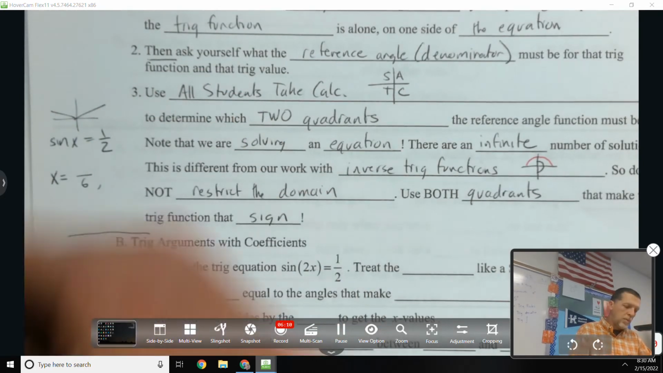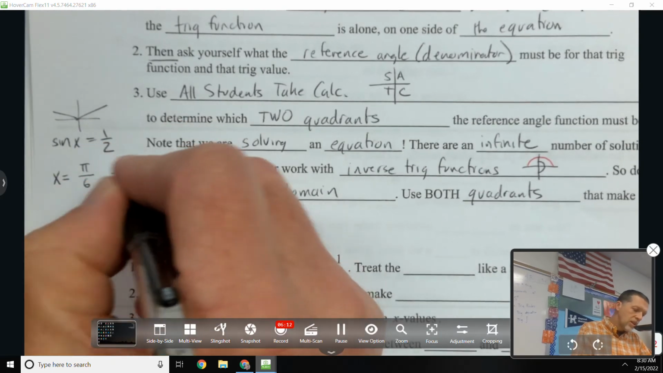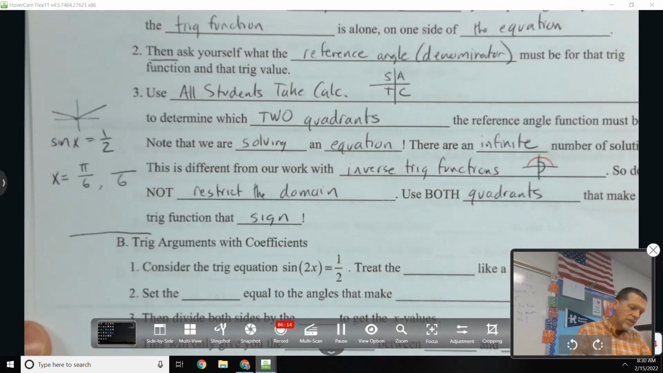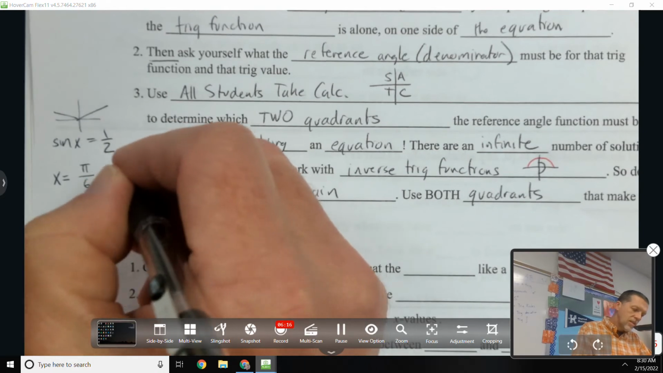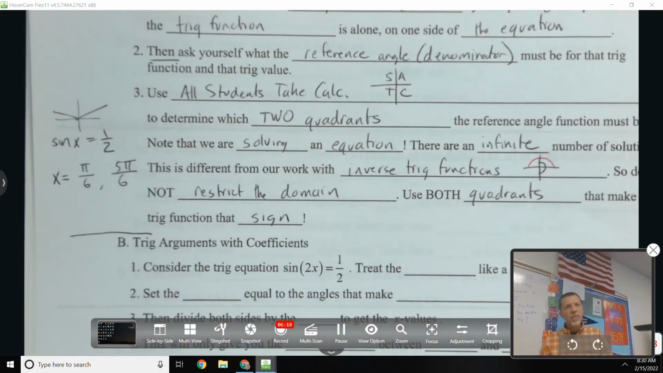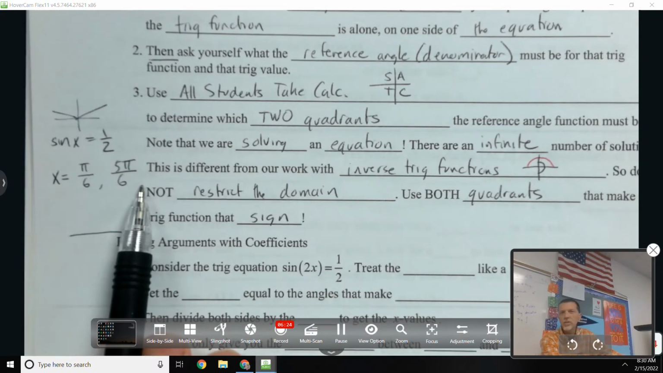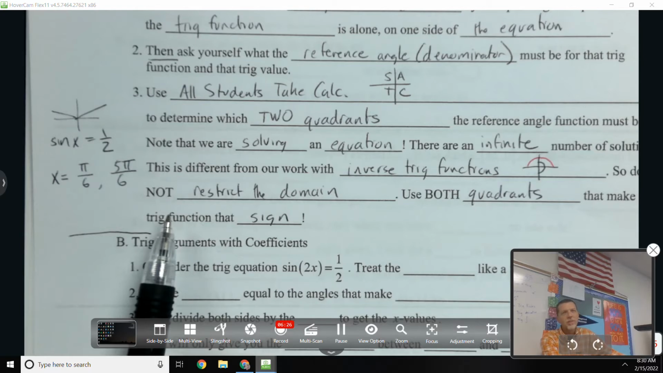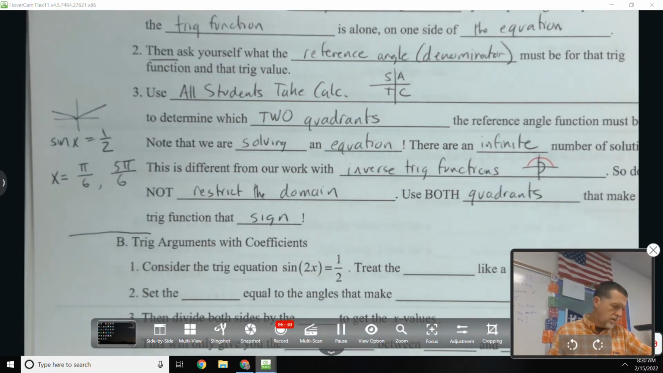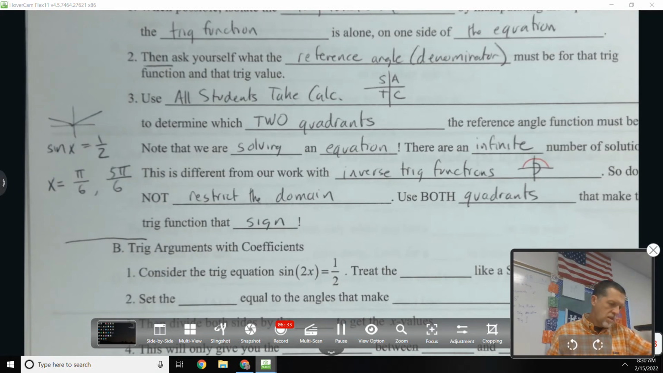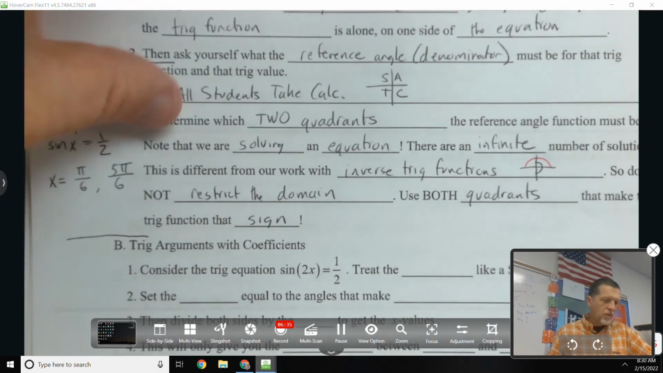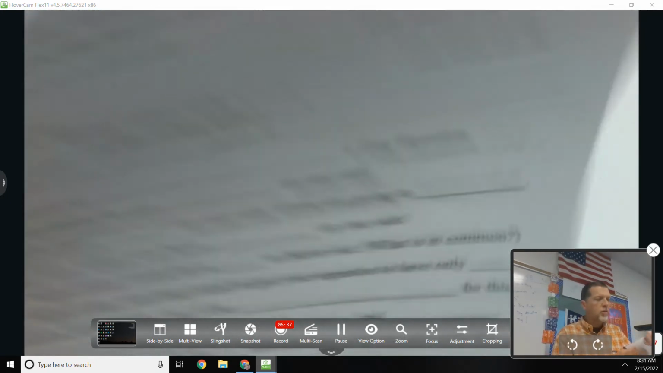So that would be pi over 6 is the easy one. How about in the second quadrant? 5 pi over 6. And there's an infinite number of solutions, because you could add 2 pi to either of those however many times you wanted to. All right, that's enough of those notes. Let's do an example. So we're going to flip back and forth a little bit here. So turn the page. We're going to do number 1 and number 2.